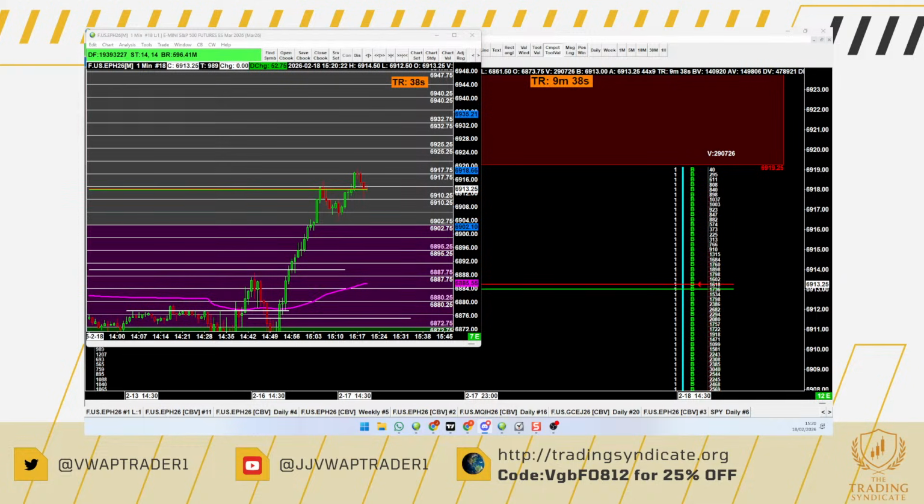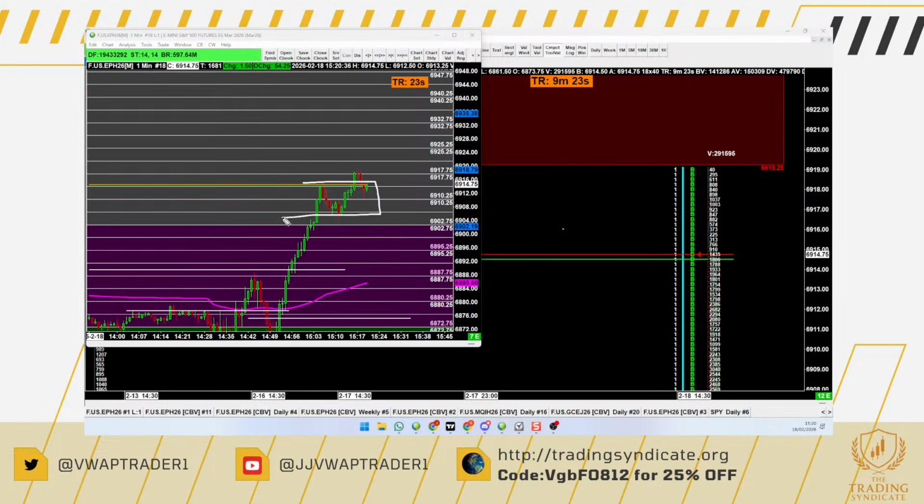How do you determine cost basis? It's real simple. You look for back and forth action over time. Back and forth action over time establishes a cost basis. Right now, we have a cost basis here. This is a distribution cost basis, right?